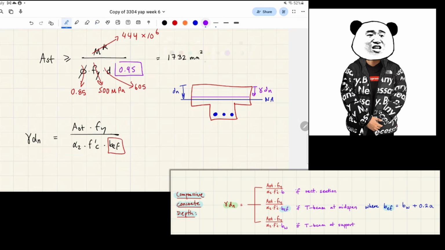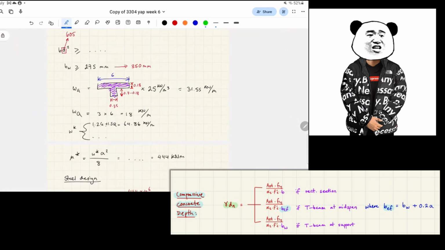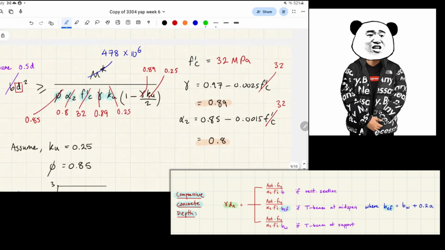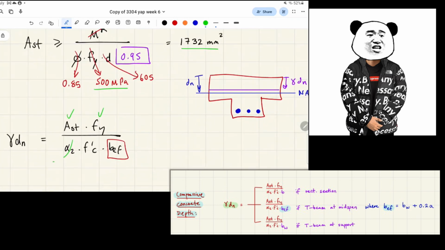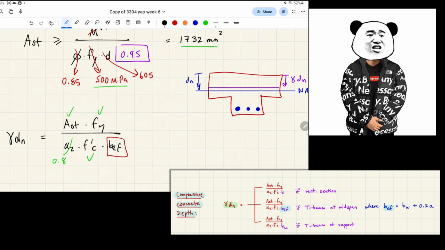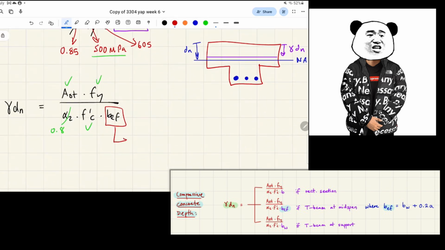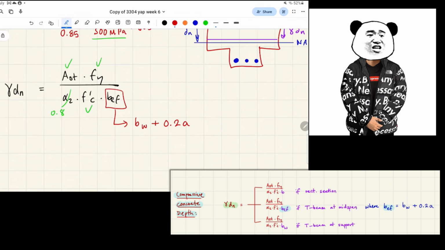But AST, we have from what we just calculated, we have FY from the question. Yes, we've calculated alpha 2 previously. If you go up, these values don't change because they're a function of FC, right? So it's 0.8. And FC is given in the question, right? So the only thing we're going to need to calculate outright is BEF, right? So for a flange, that's equal to the web width plus 0.2a, right?